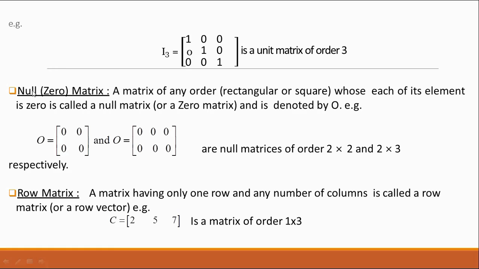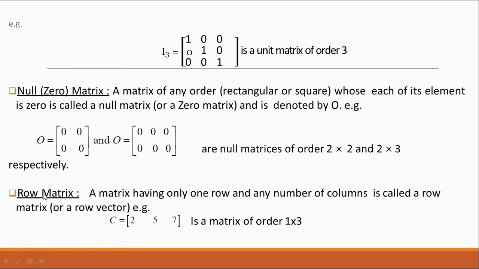Now, what is a null matrix? A matrix of any order, rectangular or square, in both cases, whose every element is 0 is called a null matrix. For example, in this matrix all elements are 0, so this is a null matrix. Here in this matrix all elements are also 0, so this is a null matrix. This is a square matrix, this is a rectangular matrix. This square matrix is also called a null matrix because all elements of this square matrix are 0, and this rectangular matrix is also called a null matrix because all elements of this rectangular matrix are 0.